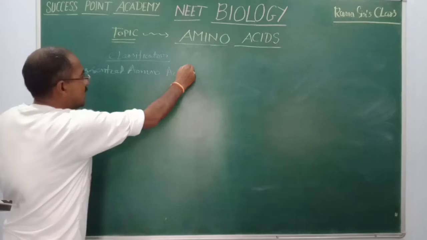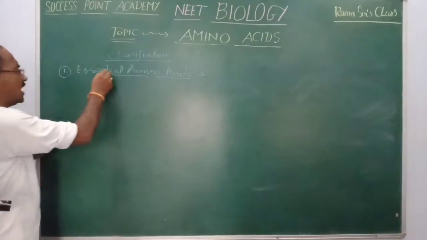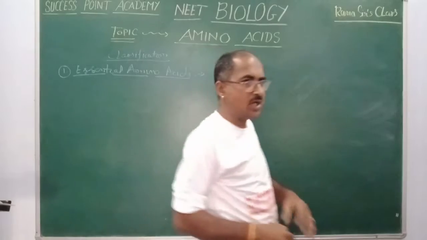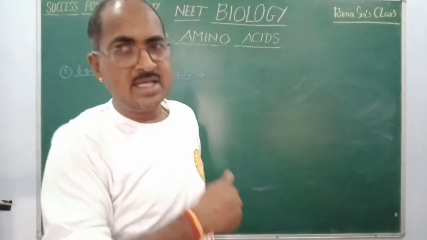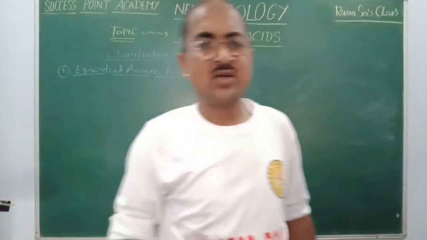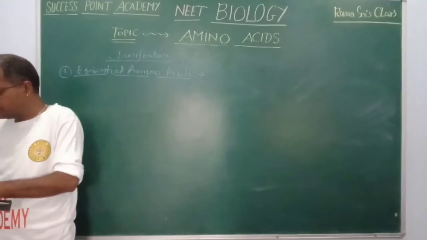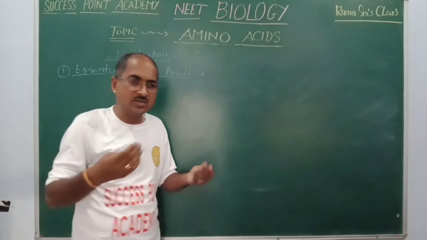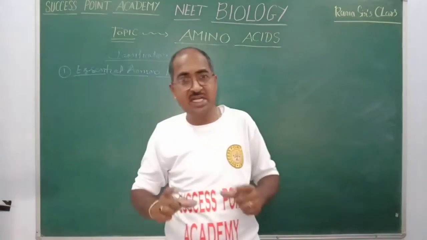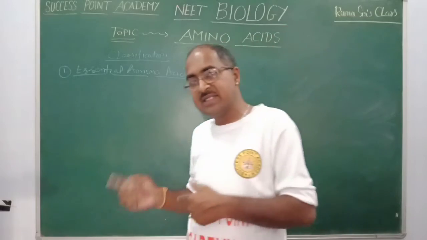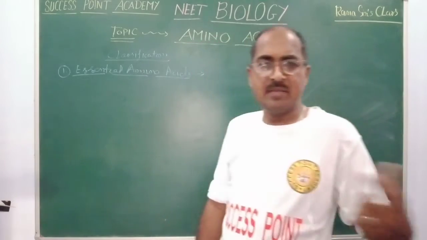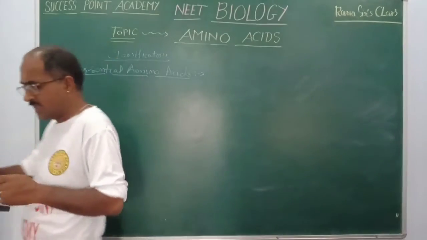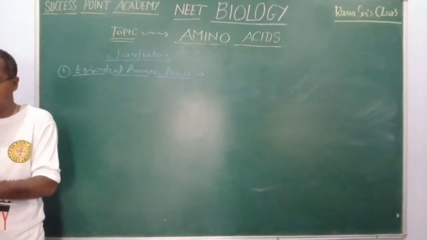Why is it essential? Because our body is not able to synthesize these amino acids, that's why we call them essential. We have to get them from outside sources, because our body needs them but does not synthesize them. So we accomplish our need by getting them from other types of nutrients in our diet. So they are called essential amino acids.